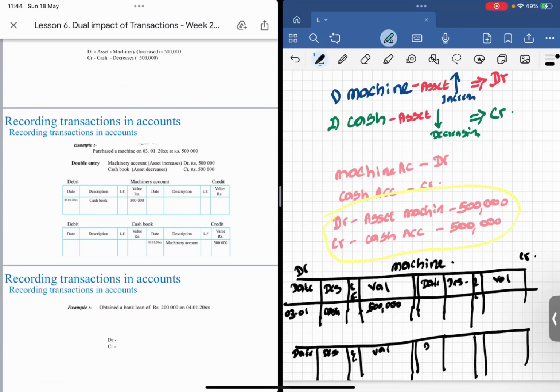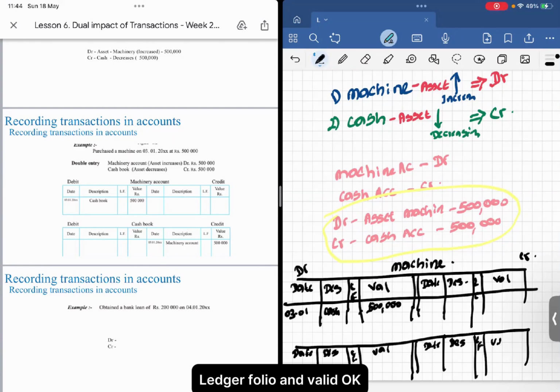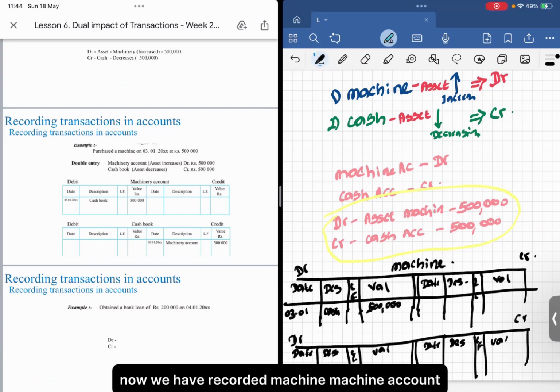Okay, date, description, ledger folio, and value. Okay, now we have recorded the machine account, we have already accounted. Now we have to record the entry or pass the entry in the cash account. Okay, that is the cash account.